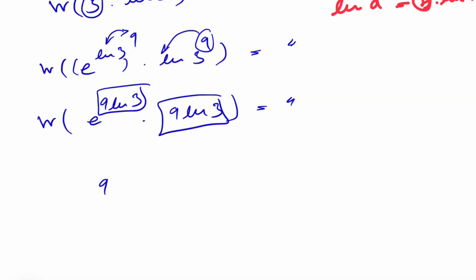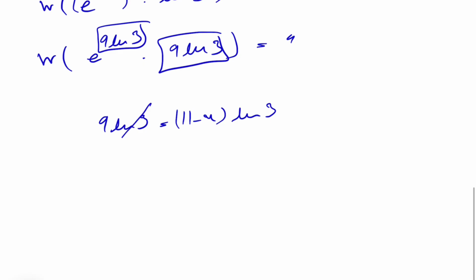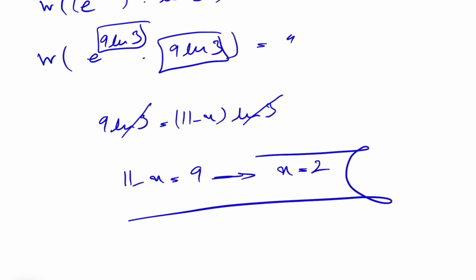So on the left side, we have 9 ln of 3, and we can get rid of the Lambert W function. On the right side, we had 11 minus x times ln of 3. Now we can cancel out the ln of 3 on each side. 11 minus x is equal to 9, which means our x is 2. And that would be the final answer for this question.